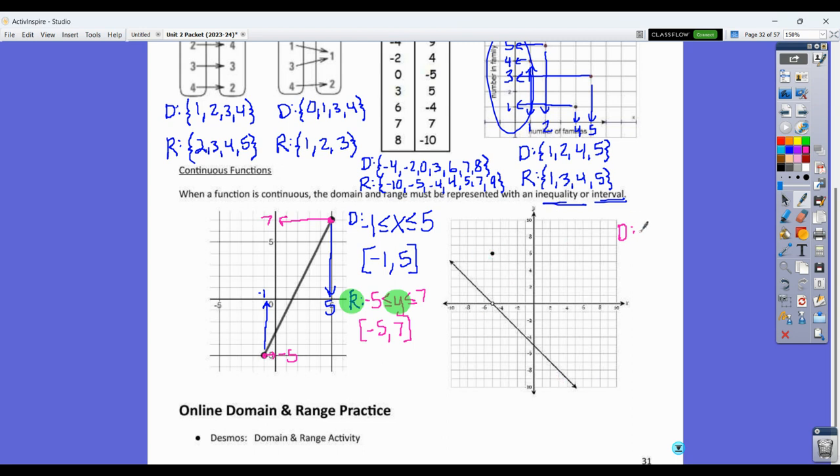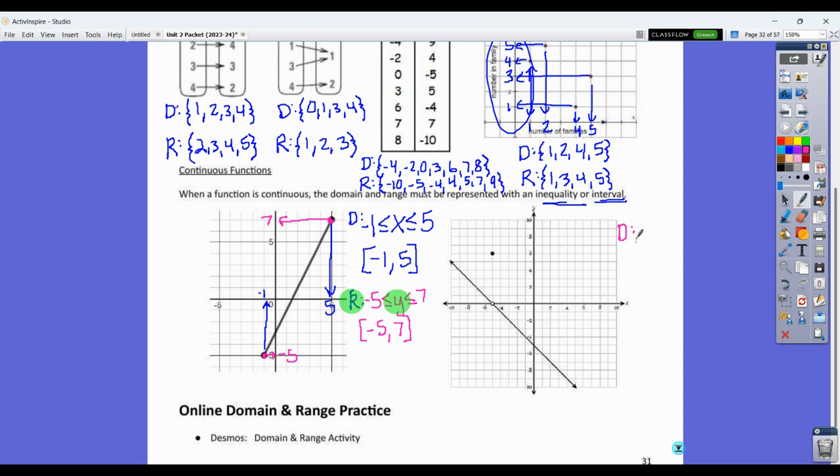So the domain is all of the x values. If I were to cover the entire x-axis, at this point, do I have a value? Yes, I do. At this point, yes, I do, and so on and so forth. So the question is, at this point of -5, an x value of -5, do I have a point? I do. It just happens to be up here and not on that line. But if I keep going, at every value, including 8, there's a value. It's way down here below the graph, but at every point we have a value.